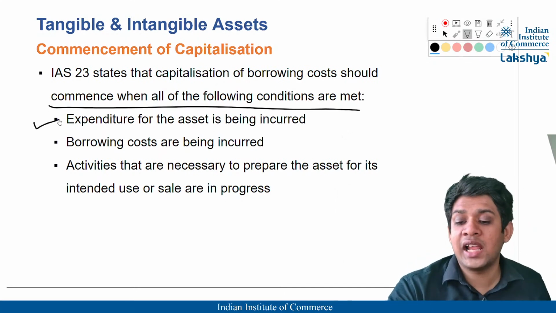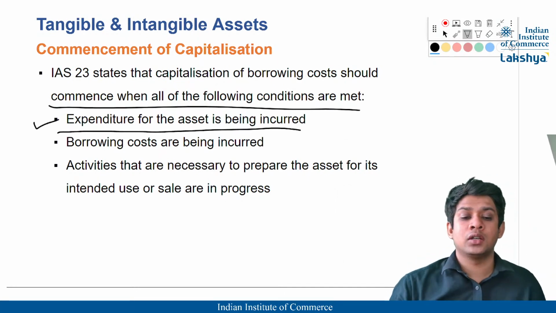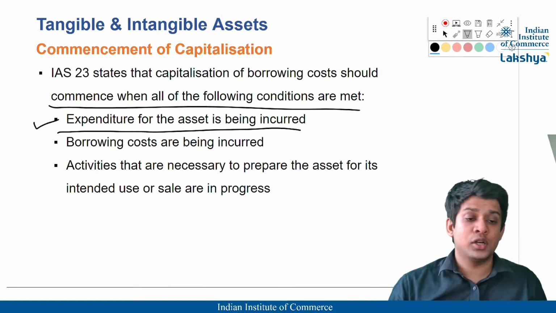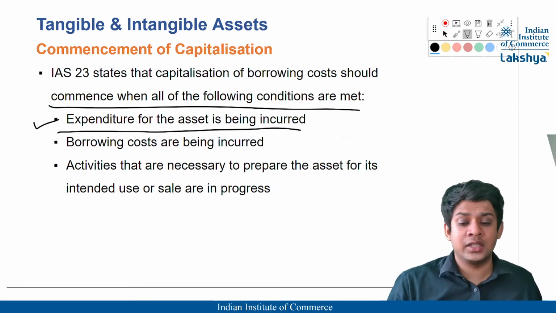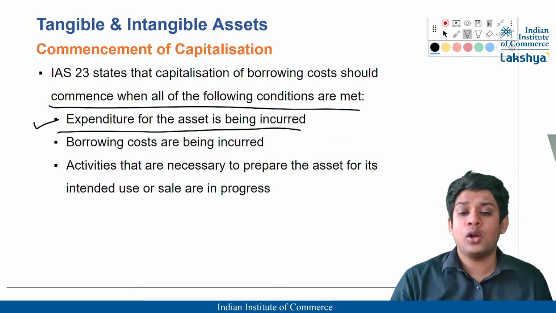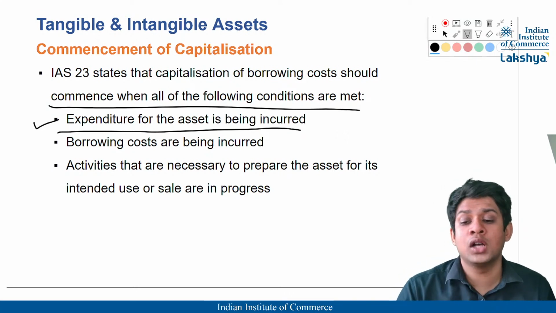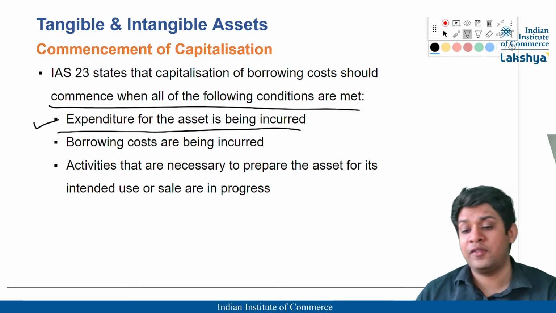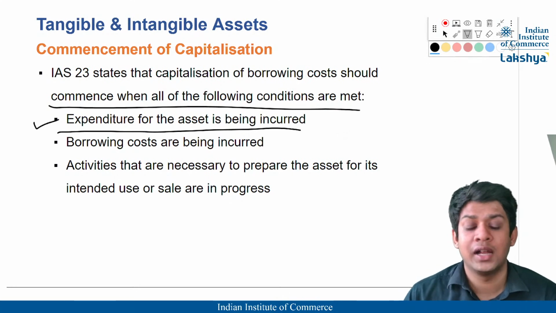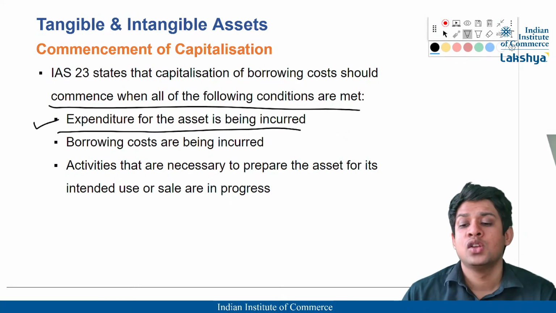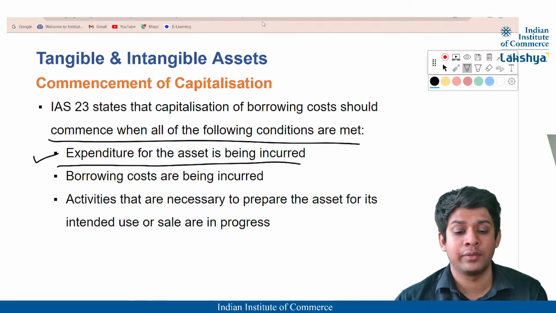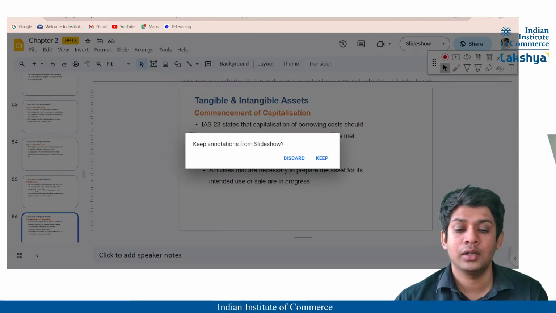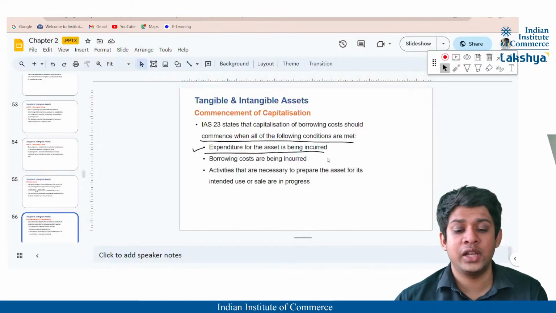Firstly, the conditions are: expenditure for the asset is being incurred. For the asset, I'm purchasing the materials, I'm purchasing all types of cement and everything that I need. Okay, I'm hiring the laborers and everything. So those are all the expenditures that I'm incurring for the asset. Okay, so I've taken a loan, I'm making use of it, right? I'm incurring those expenses. So that would say that, okay, my activities are actually going on, right? My activities are actually going on.